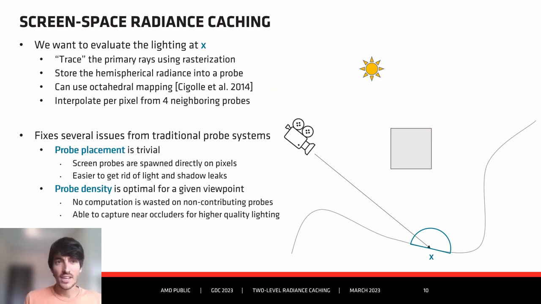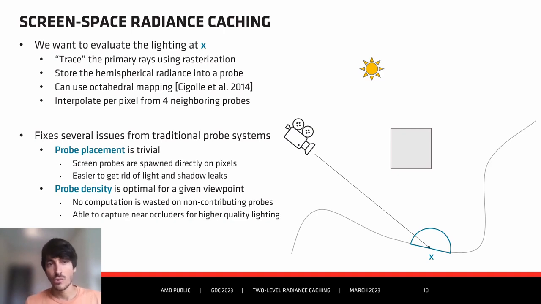Screen space radiance caching. The goal here is to evaluate the lighting at point X on our primary surface after hitting the primary ray. In our implementation, we trace, between quotes, the primary rays using rasterization. It's not compulsory, obviously, you can use ray tracing for this. And then the goal is to store the incoming radiance across the hemisphere into a probe. We use octahedral mapping for this, but you can use any kind of projection, really.